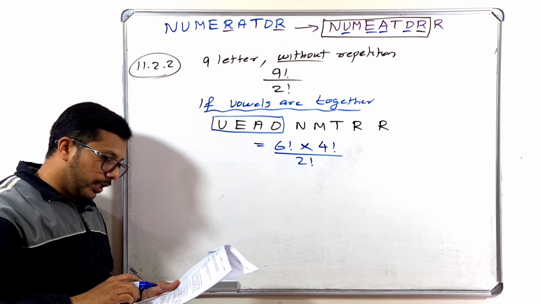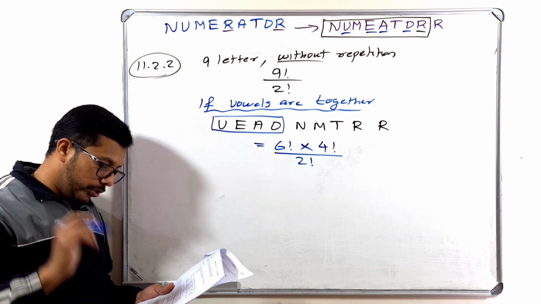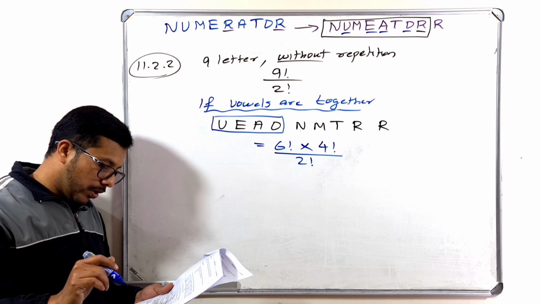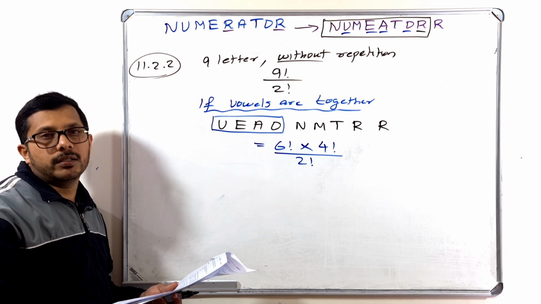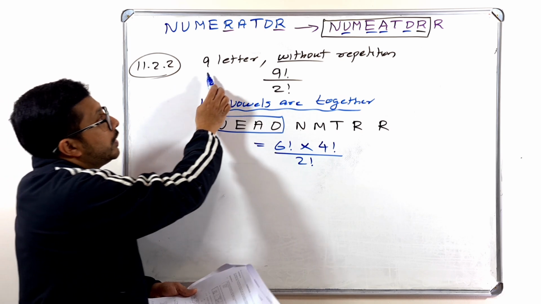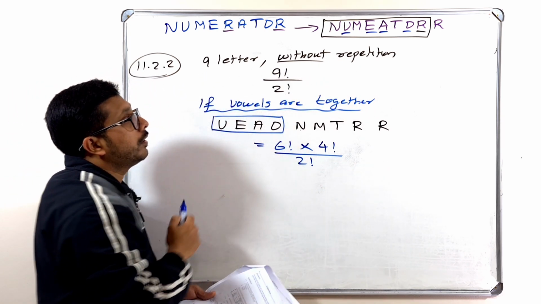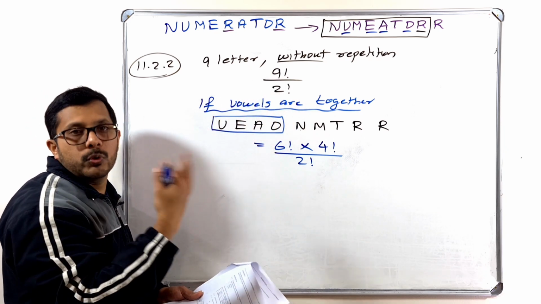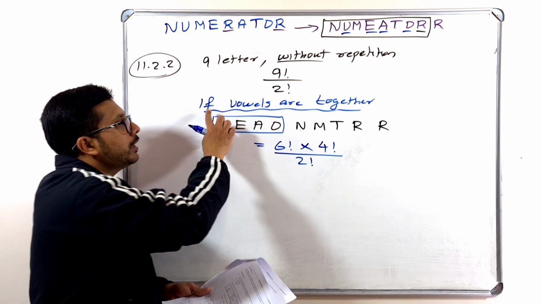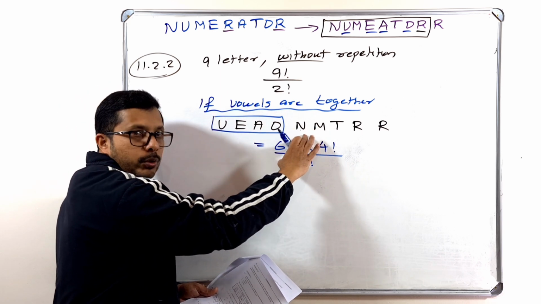What is our question? If all 4 vowels are never together. So how can you find if all the vowels are never together? Total how many possibilities? 9 letters without this condition. 9 factorial without repetition. 9 factorial divided by 2 factorial. That is the total possibility. Okay, so with this condition, if vowels are together, this is the number of possibilities.